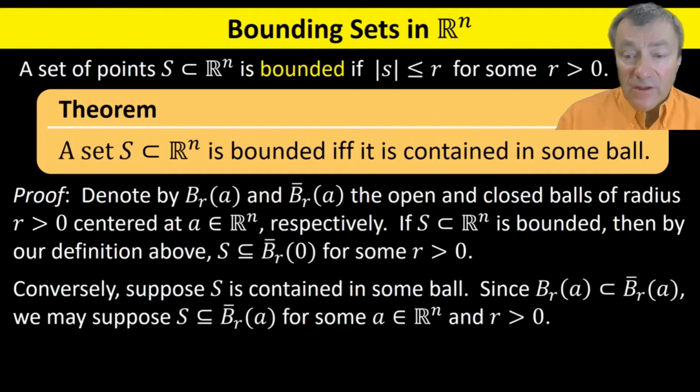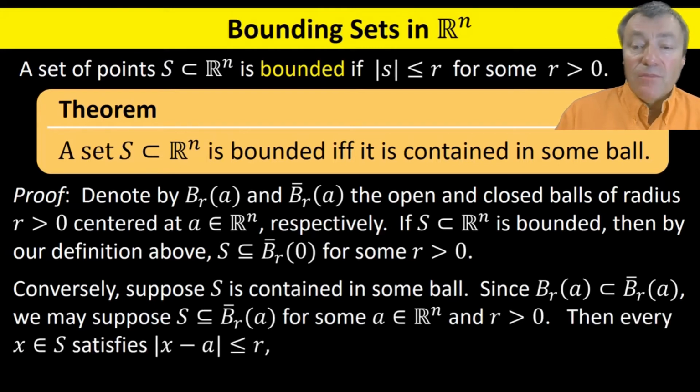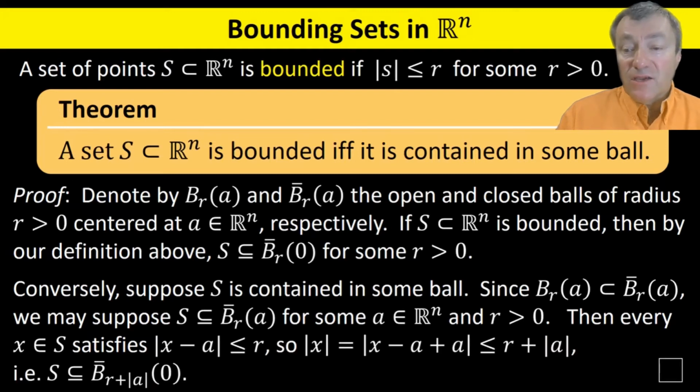Well, it really doesn't matter, because an open ball is already contained in a closed ball, so we can definitely say that S, by our assumption, is contained in the closed ball of radius r centered at a point A. By definition, every point of our set S has distance at most r from the center A. So by the triangle inequality, the norm of x is at most r plus the norm of A. So S is contained in the closed ball of radius r plus the norm of A, centered at the origin. That's all there is to our proof.